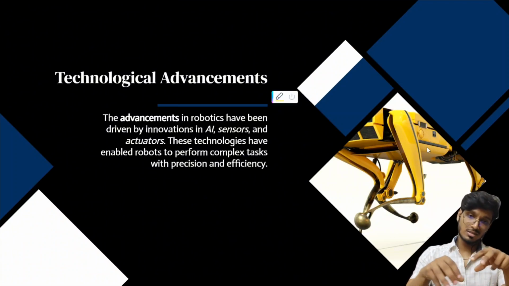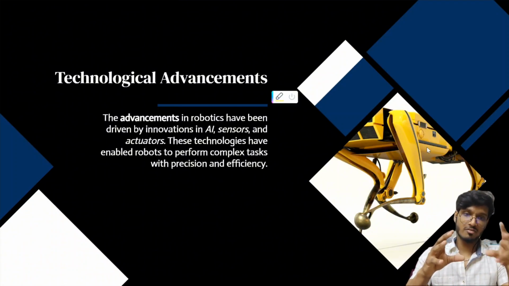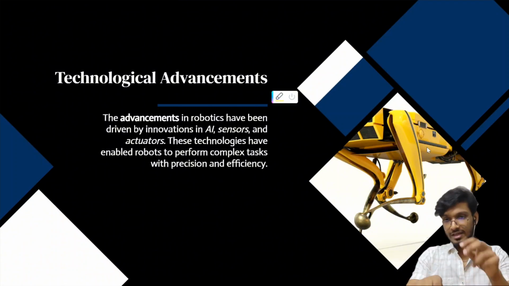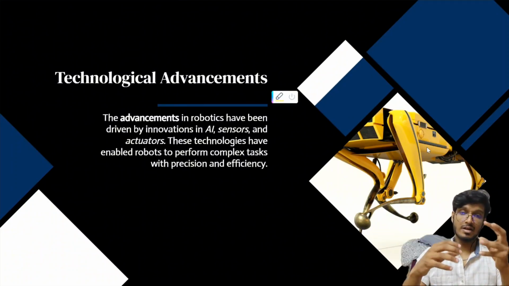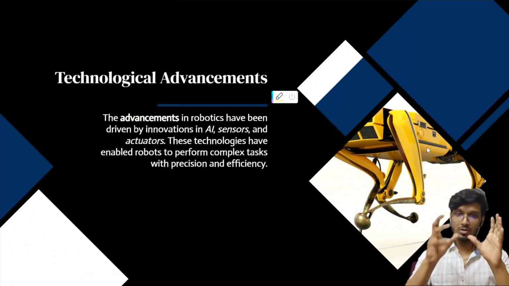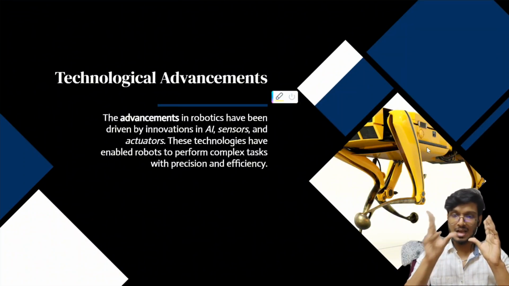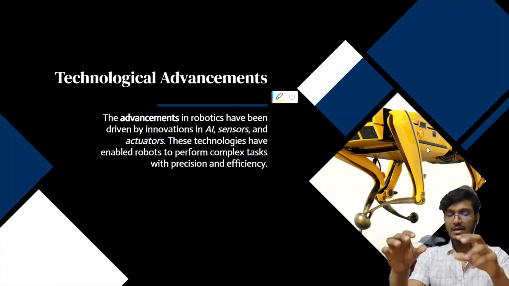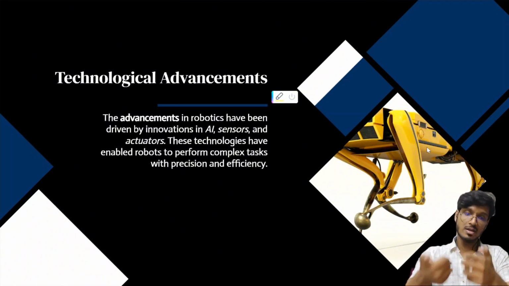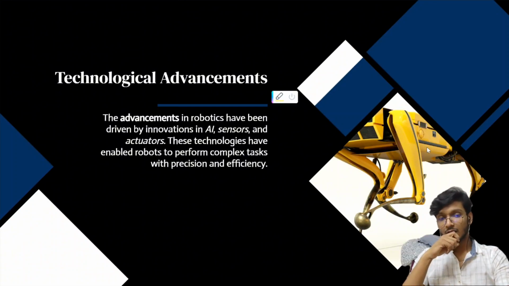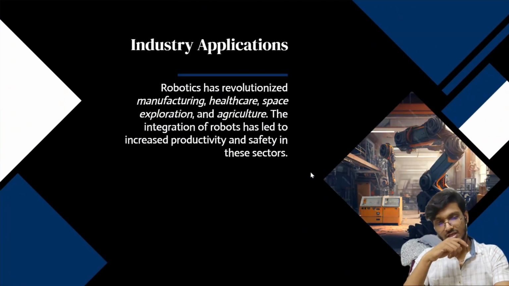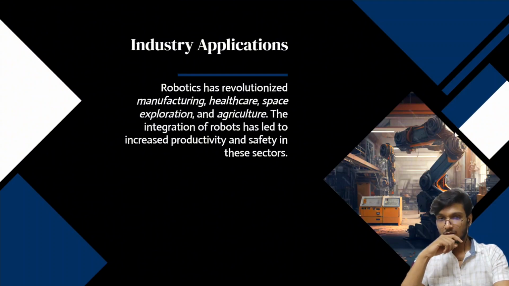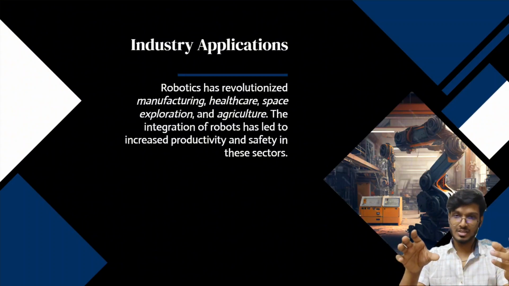It has a similar structure and frame to a dog, so that it can walk, sense, smell, and recognize things around it. It has cameras on all sides, so it will view the project and capture images and videos of that particular part, and it can be remotely operated from anywhere. Okay, this is an example. And then industry applications. You can see this is an industrial robot. Robots are well used in manufacturing, healthcare, space exploration, and agriculture.